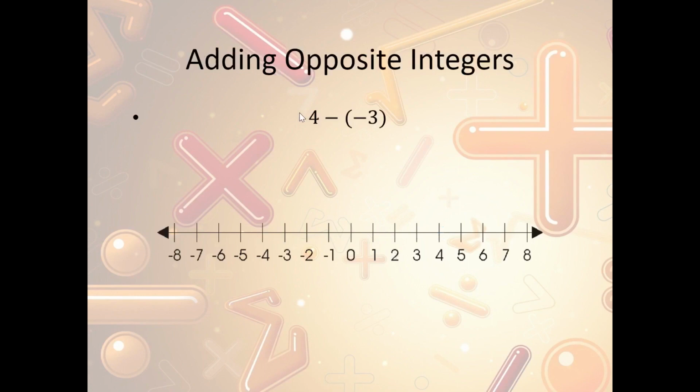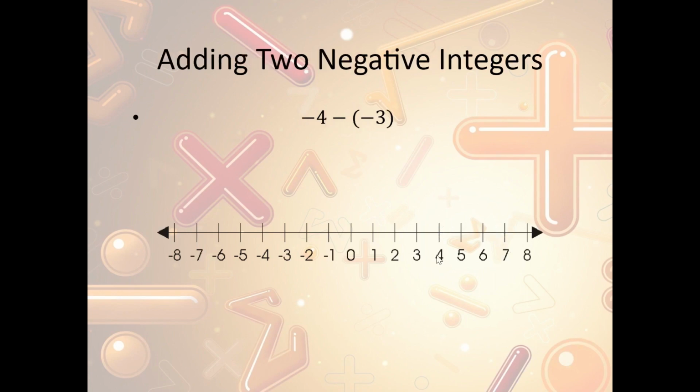Now what if we're subtracting opposite integers? So we're going to start here at 4, and we're going to go back negative 3. So we're going to go back this way, but again, we're going to go back the opposite way. So that means we're going to end up turning around and coming this way. So we're 1, 2, 3, so we should be at 7. So 4 minus negative 3 is positive 7.